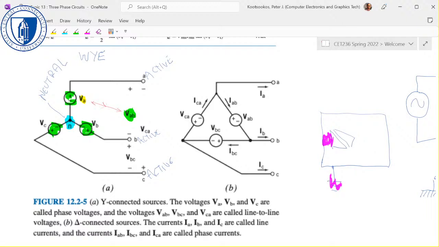But sometimes you actually are interested in VAB. And so sometimes you want to use the model on the right, which looks like a triangle or a capital Greek letter delta. So that's called a delta. Well, in this case, delta connected sources. And that's a slightly different thing, but it means you can analyze VAB directly or VBC directly or VCA directly rather than having to work it out from VA, VB and VC individually. Right?